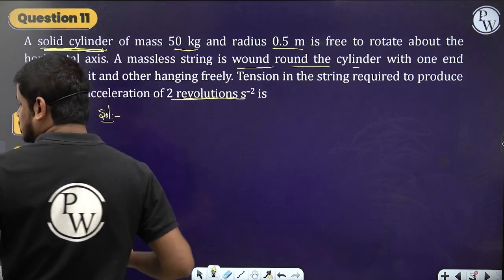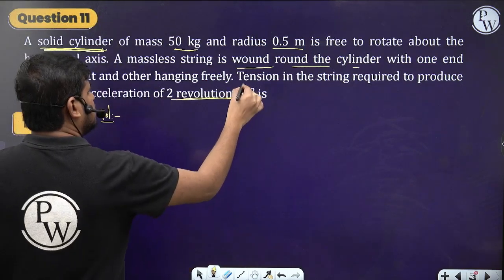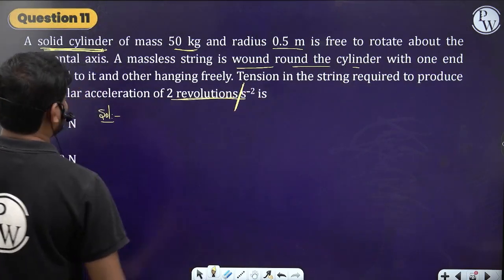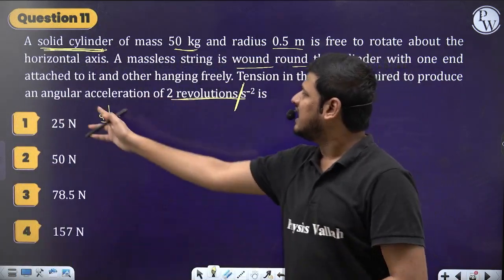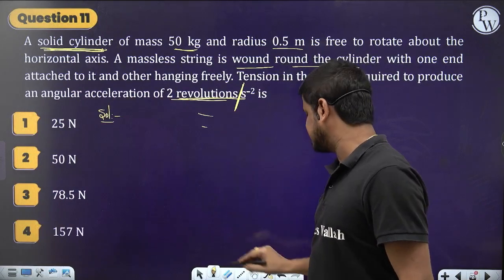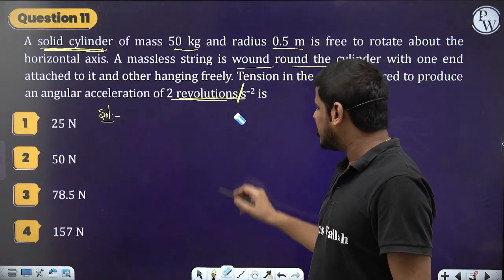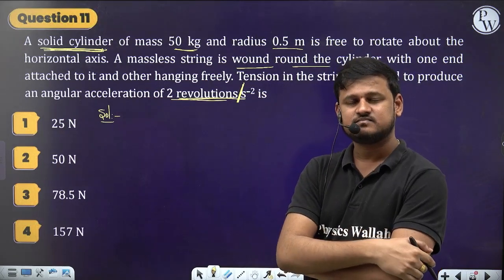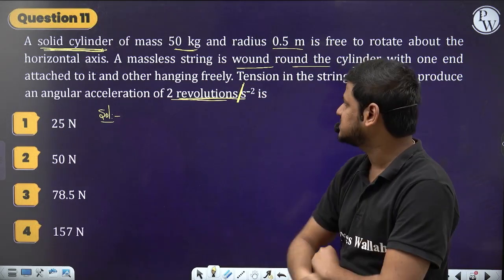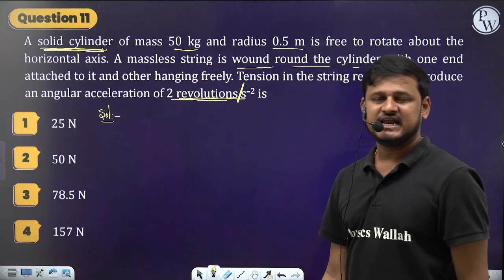Here also, take care guys. So the 2 revolutions per second square. So here alpha is not 2 revolutions per second square. Angular acceleration is 2 revolutions per second square, but this is not the alpha, revolutions per second square. Alpha should be radian per second square, right? Alpha should be radian per second square. Here is where the complexity lies in this question.